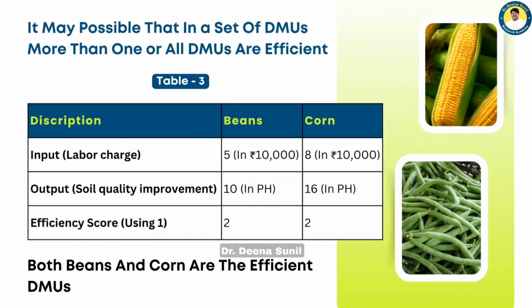I am going to the next slide. It may be possible that in a set of DMUs, more than one or all DMUs are efficient. It is not always that only one DMU is efficient. Sometimes more than one or all DMUs may be efficient. This is a simple example. Here both beans and corn are the efficient DMU.